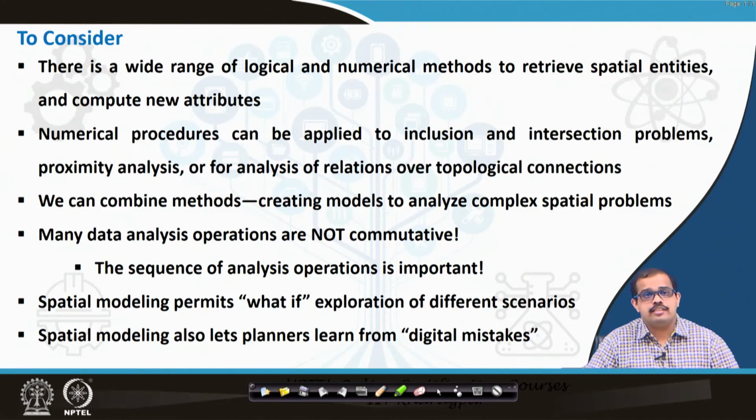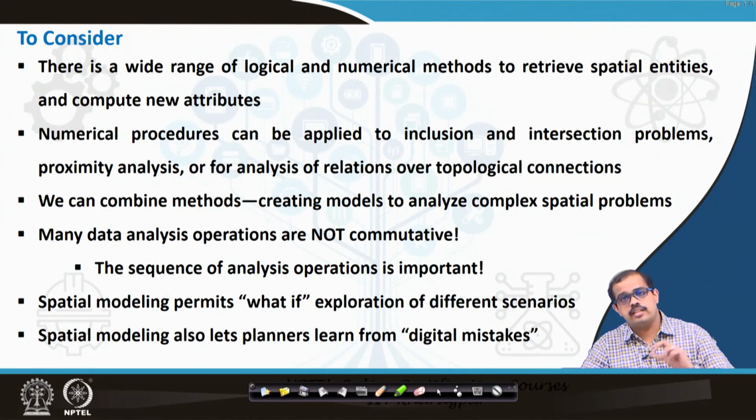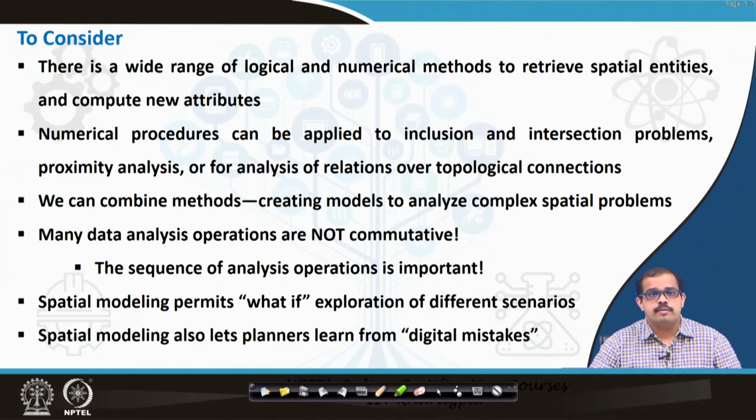Many data analysis operations are not commutative. Okay, so keep this in mind. The sequence of analysis operations is very important, the way it is operated. So, you cannot say that you have used this operator first and this next without any logic. You should have a certain logic of why it is being used.